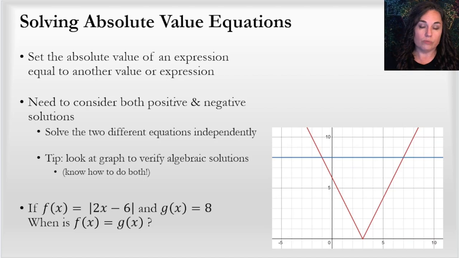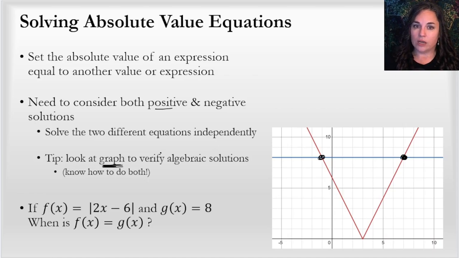We need to consider, like I said on the previous slide, both the positive and negative solution. We're going to note that there's two solutions here. When this line intersects the absolute value, I have two solutions. So even though when I write this out, it looks like there's going to be one solution, I need to solve for two solutions. So we're going to solve two different equations independently, and we're going to look at the graph to verify the algebraic solutions. I know it may be just easy for you to say, well, I'm just going to graph it.